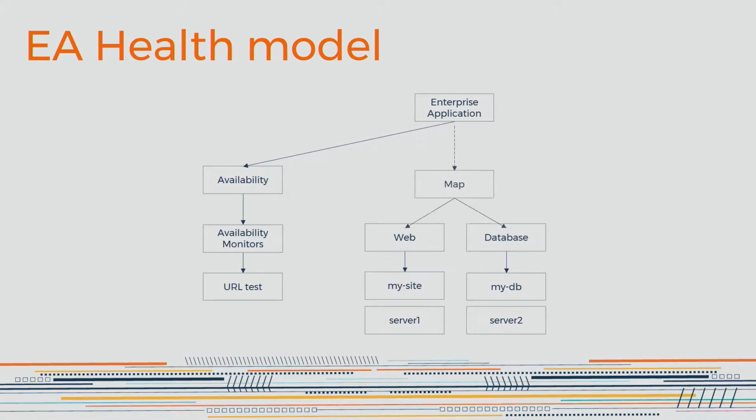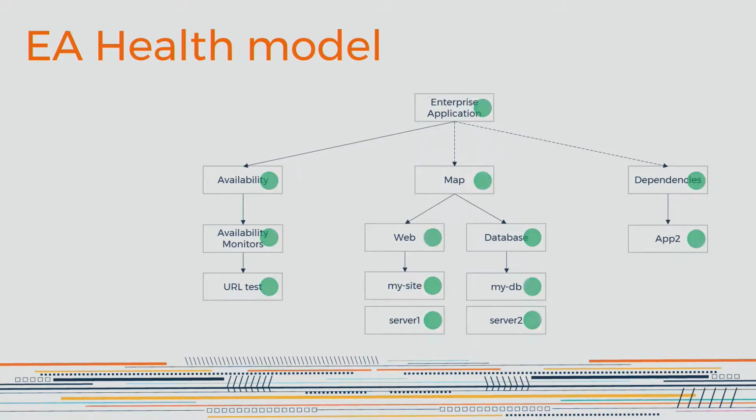And then you have your map, which has all your infrastructure components, databases, websites, servers, everything you want to have in that. And then finally, you have your dependencies, where you can put infrastructure, other apps, load balancers, all the kind of stuff that isn't really part of your app, but is part of the underlying fabric that your app sits on top of. We've broken it out into these different tiers to give you the ability to surface the right kind of health to the right kind of audience.